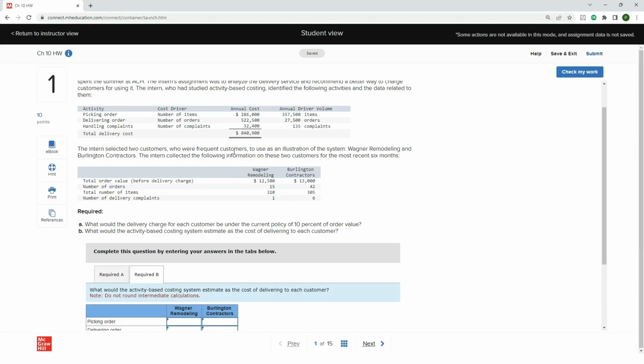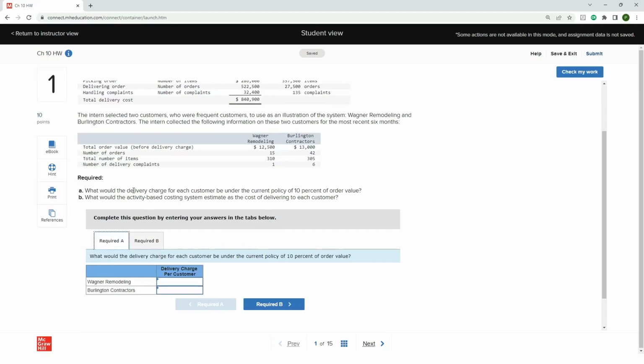And so with these costs further segregated, they took a look at 2 different customers, Wagner and Burlington. They looked at how much their order value was, and then they looked at how many orders each one made, the total number of items purchased, and the number of complaints. So basically what the company's trying to do is look at each customer more in depth and then try to figure out a more accurate number for how much each customer is costing the company.